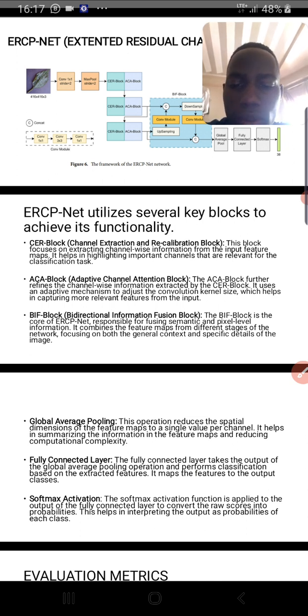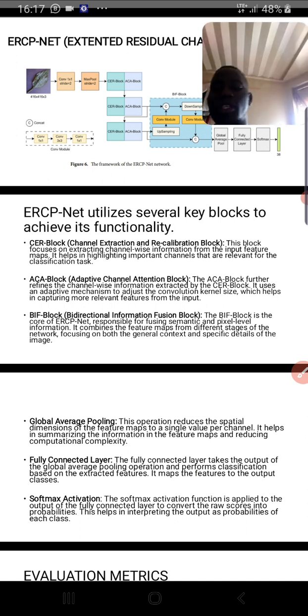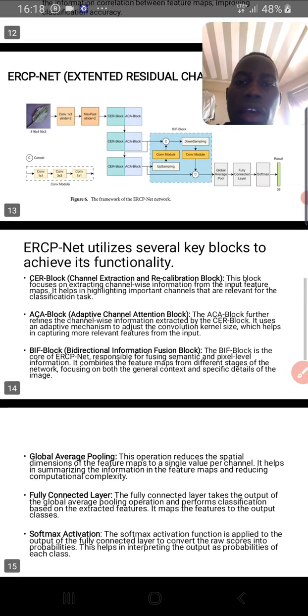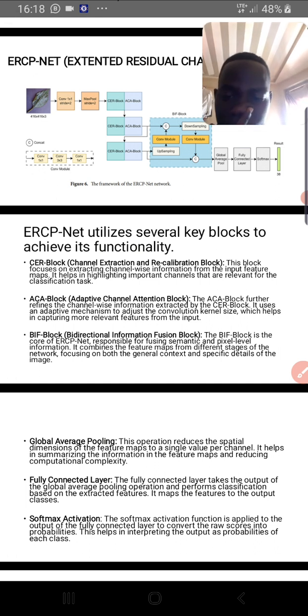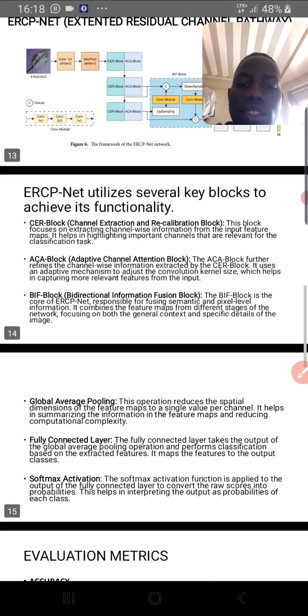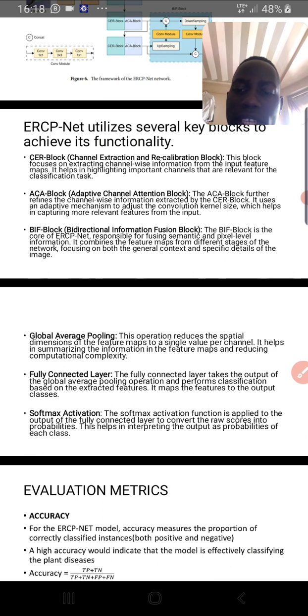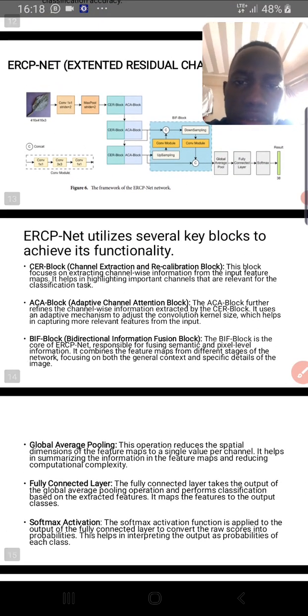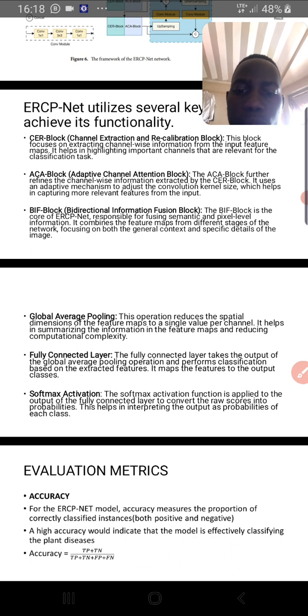And then it also has the fully connected layer, and this layer takes the output of the global average pooling operation and performs classification based on the extracted features. So it maps the features to the output classes. And then we have the softmax activation, next to the result. It is applied to the output of the fully connected layer to convert the raw scores into probabilities, and this helps in interpreting the output as probabilities of each class.